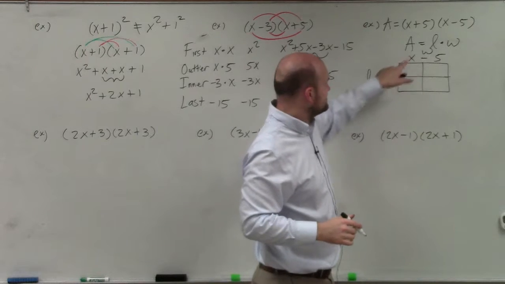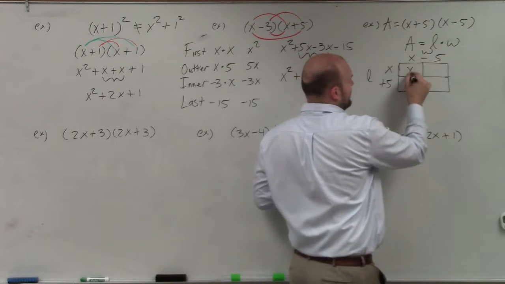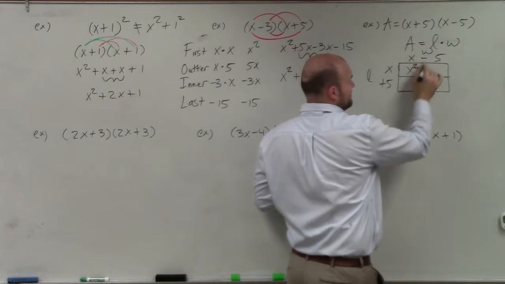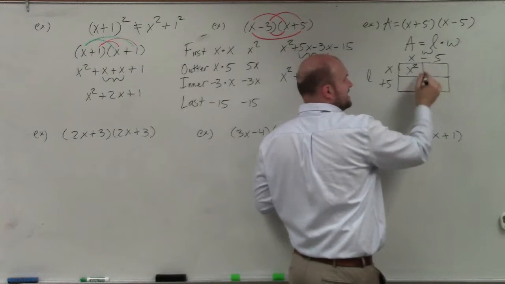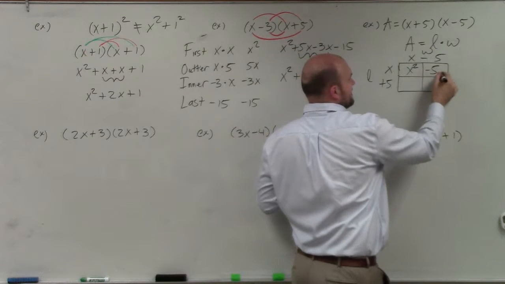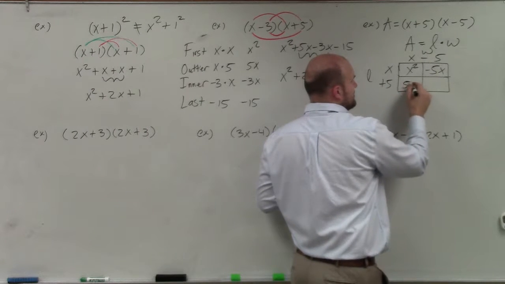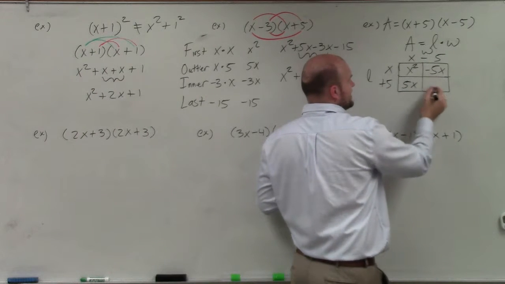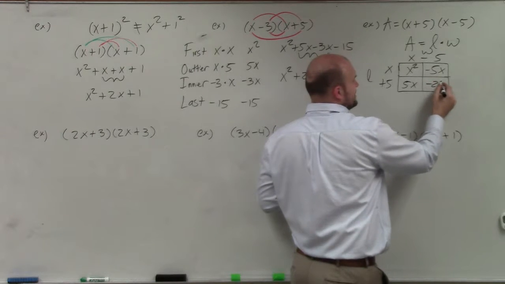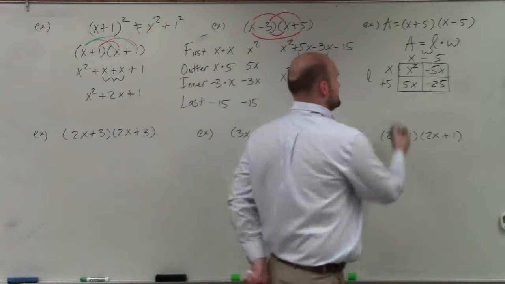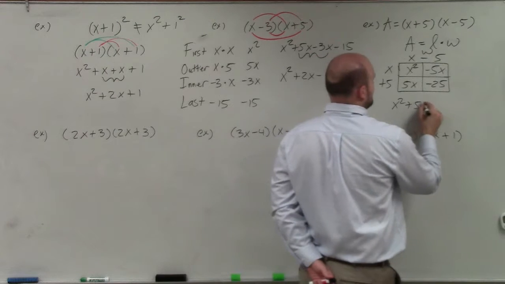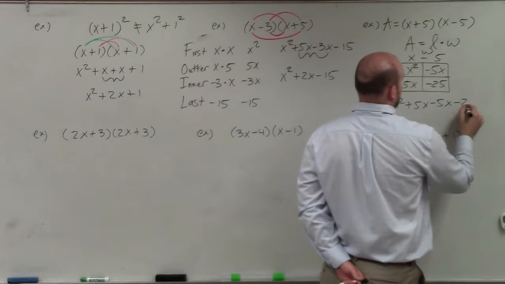So I have length times width, so x times x is x squared. X times negative 5, so that's going to be your height and base or length and width, which is negative 5x. X times 5 gives you the area of this box, which is positive 5x. And then 5 times negative 5 gives you the area of this box, which is negative 25. Now, you could write this out again: x squared plus 5x minus 5x minus 25.